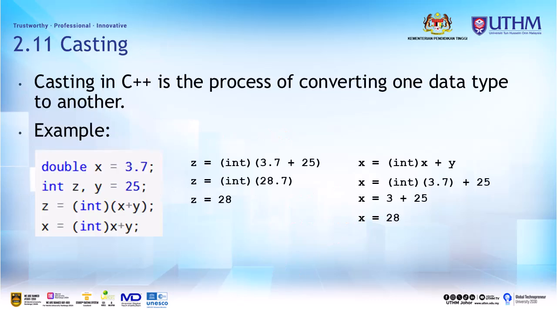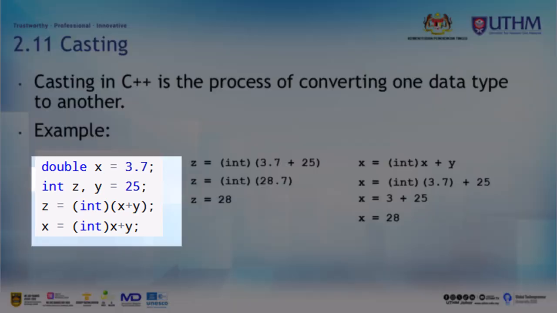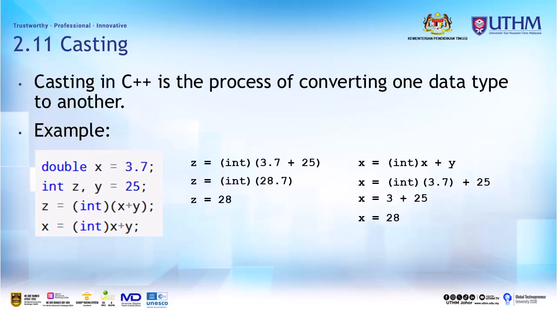In C++, typecasting explicitly allows us to change a variable's data type. This is particularly useful when working with arithmetic operations involving different data types. Let us go through an example to understand this better. Consider the following declarations. X is a double and Y is an integer. Now, let us perform typecasting on some operations.